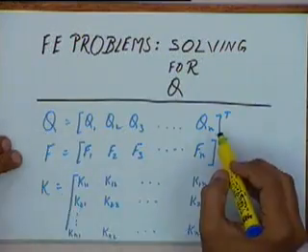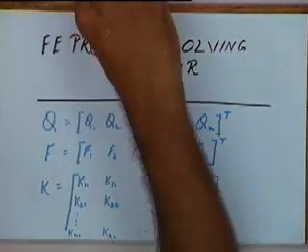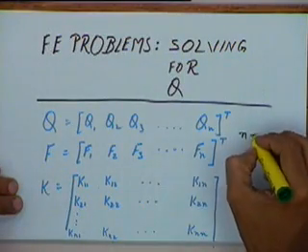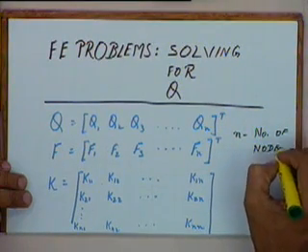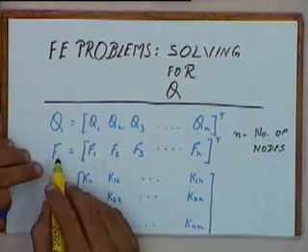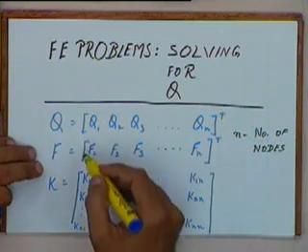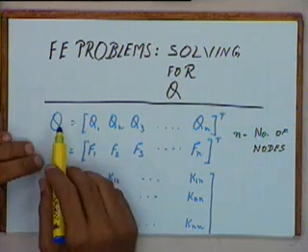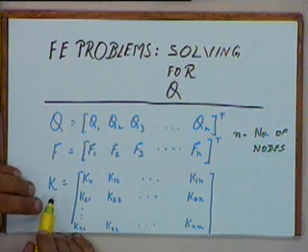strains in the body. Okay, so we've seen that we've been representing Q by a vector which is given by q1, q2 till qn if there are n nodes in the body. n is the number of nodes. And f, which is the force vector, which is f1, f2, f3 till fn. Both these are global vectors or global matrices. Q is a global displacement matrix, f is a global force matrix, and K is a global stiffness matrix.